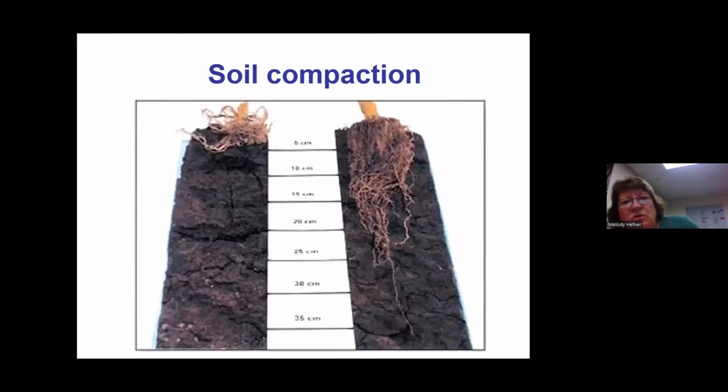This is a cool diagram showing the problems with compaction. These are two corn plants. The one on the left was grown in a very compacted soil, and the one on the right was grown in a non-compacted soil. You can see that the root development is significantly better in the non-compacted soil. As we all know, being gardeners, if you don't have good roots, you don't have good shoots. So I would venture to say that the corn ear production on this left-hand plant in the compacted soil was very poor indeed, whereas ear production was probably much, much better in this plant.